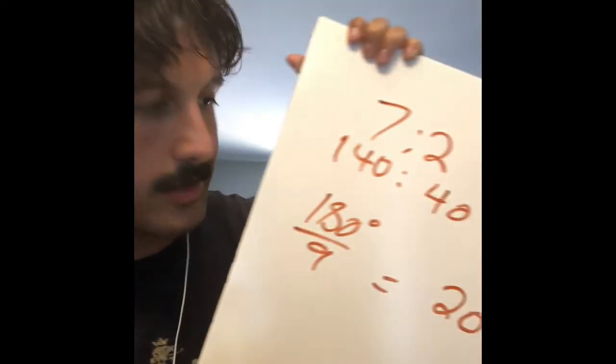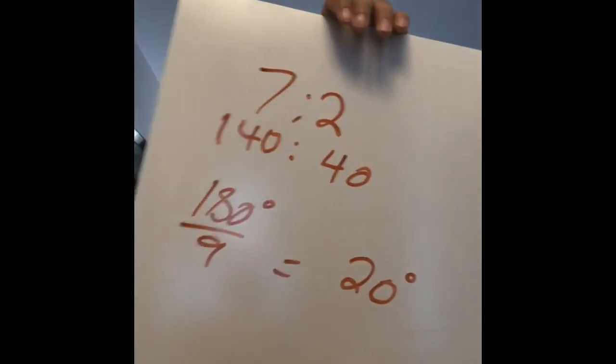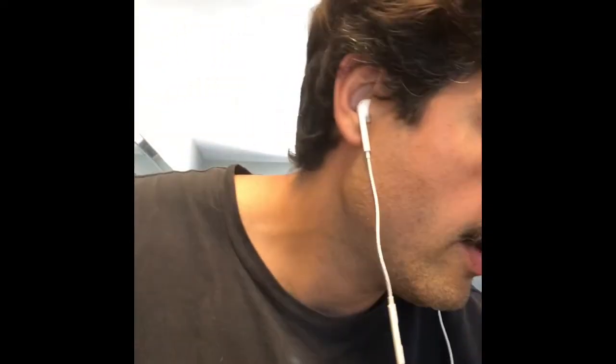Now it says determine the number of sides. The easiest way to do this is 360 degrees divided by the 40, because the exterior is 40. So the 360 divided by the 40 is 9. And so the number of sides in the polygon is 9.